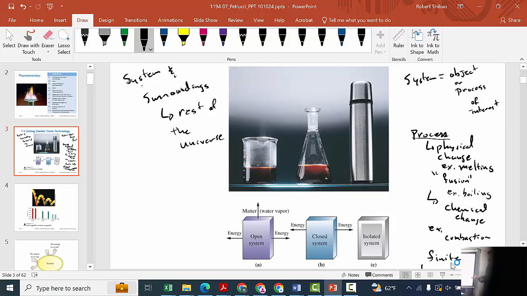Most of the time we deal with closed systems. In a closed system, we don't want any matter to escape. We're going to keep all the matter there. So there's a ground glass stopper on this glass here, and so no matter can escape. However, energy can escape out of this. And so if the system loses energy, the surroundings gains that energy.